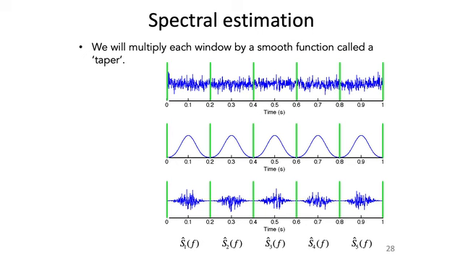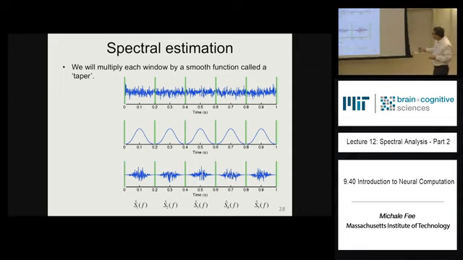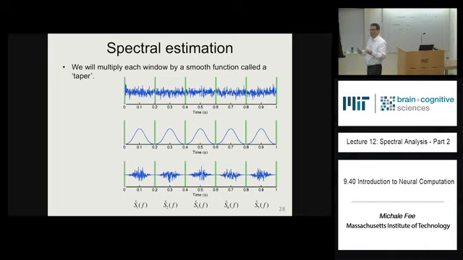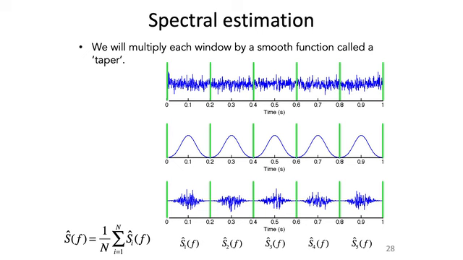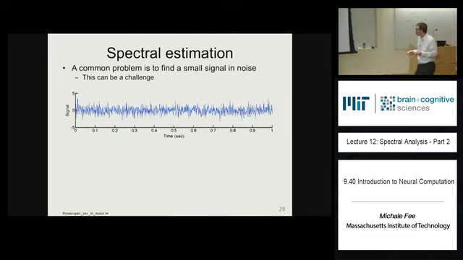Okay, so that process is called tapering, multiplying your data by a little taper that's smooth, unlike a square window. Computing spectral estimates from each one of those windowed and tapered pieces of data gives you a very good estimate of the spectra. And we're going to come back to that, how to really do that right, on Thursday. Okay?